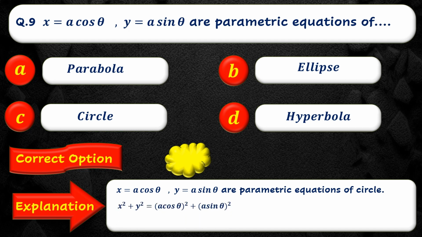Square and add these equations and we get, after simplifying, x square plus y square is equal to a square, which is the equation of a circle with radius a and center at origin. Therefore the correct option is option C.